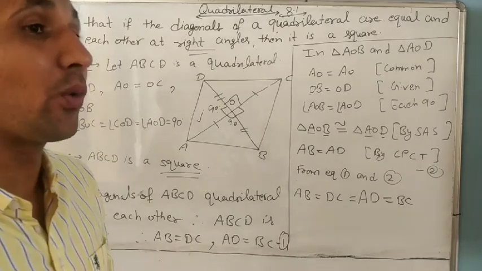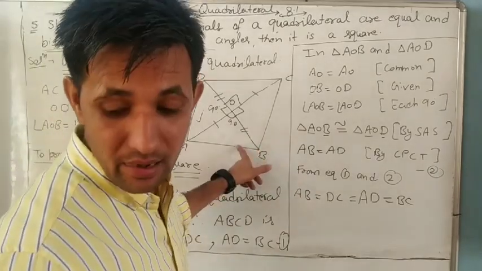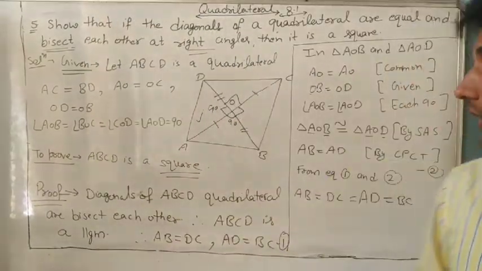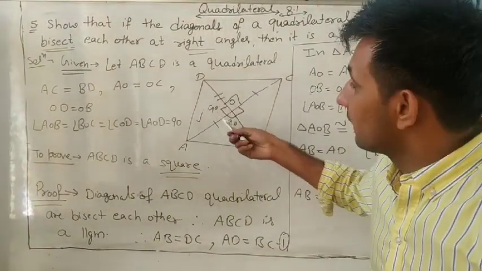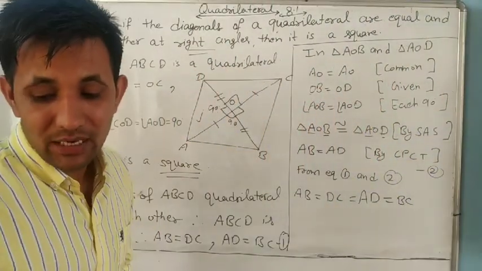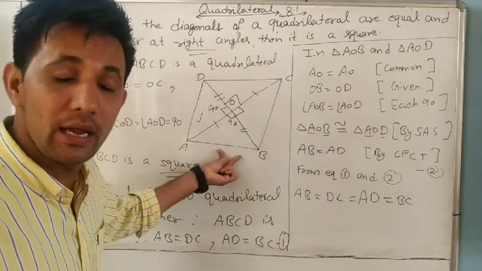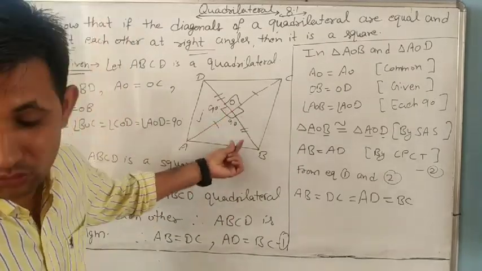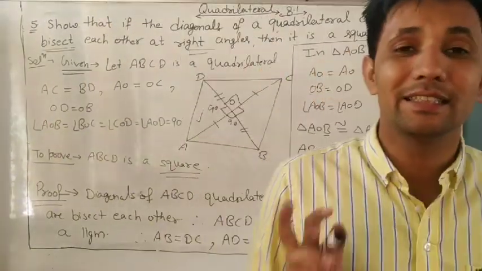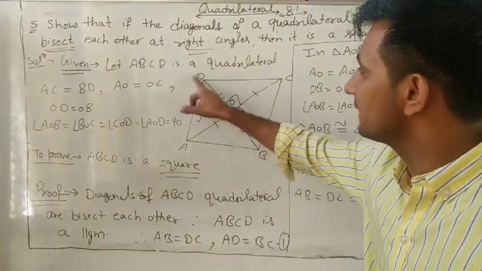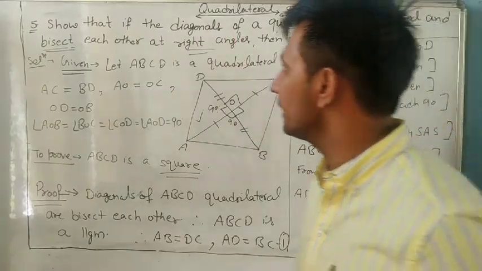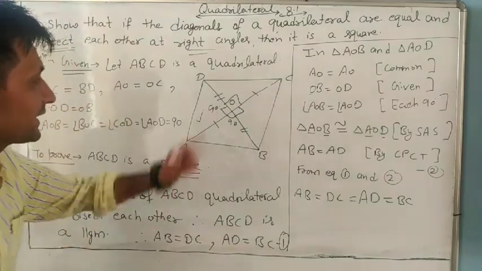Question number 2. Prove that it is a rectangle. If the diagonals of a parallelogram are equal, then it is a rectangle. Read it, everyone. If the diagonals of a parallelogram are equal, so that it is a rectangle. Rectangle, how do you prove that? Each angle is 90. Since it is a parallelogram, you can prove that each angle is 90 degrees. How will you prove that?